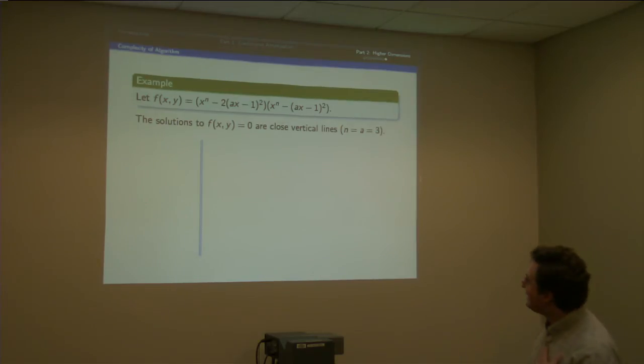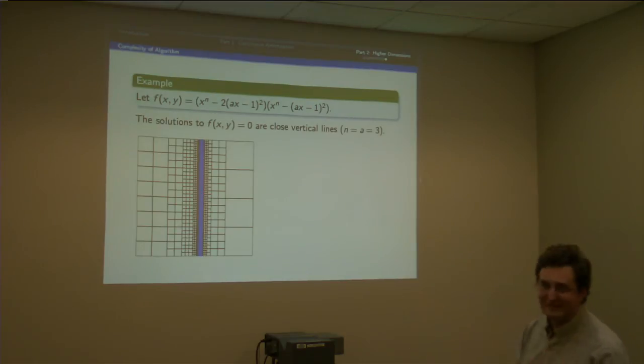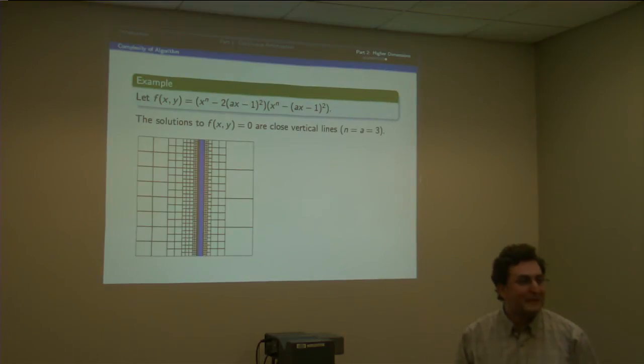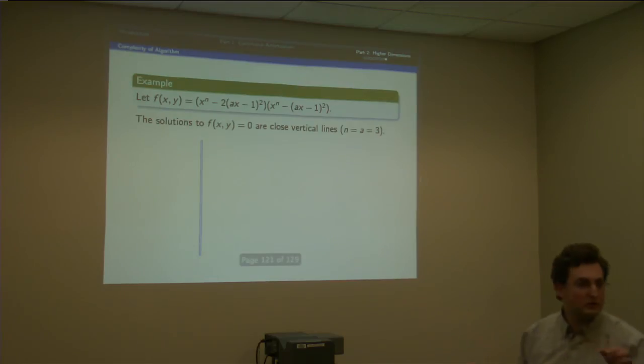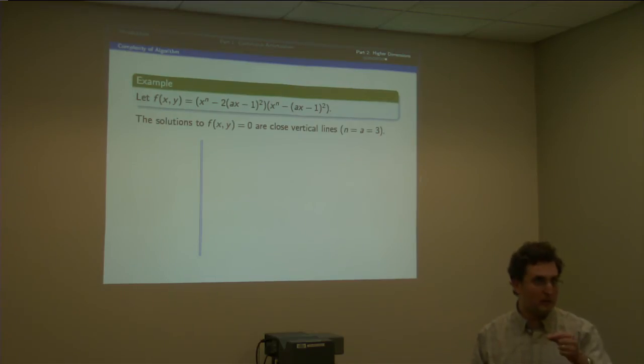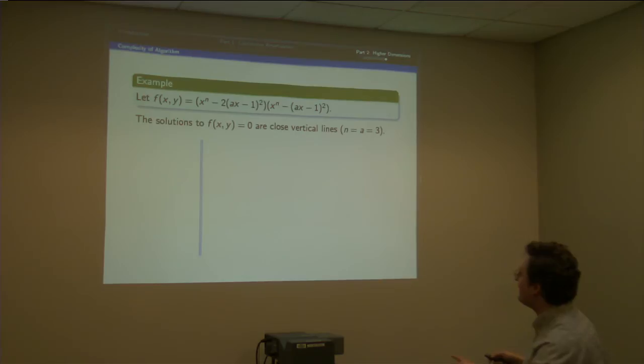These blobs, to make it so you can see it, they covered each other up. But there's actually 4 lines here. There are 2 pairs of lines.